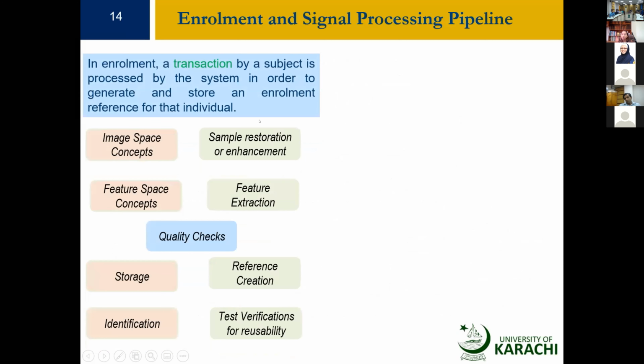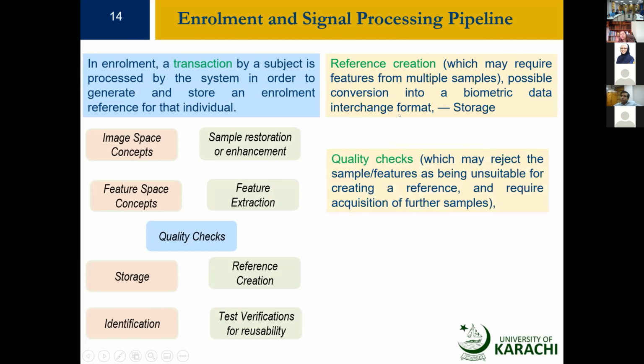So these are all the concepts that you have to strengthen if you want to build such software. You must have strong image space concepts, on how to enhance a bad quality image. You must have feature space concepts, on how to extract all the features. And you must make a quality check before storage and identification.